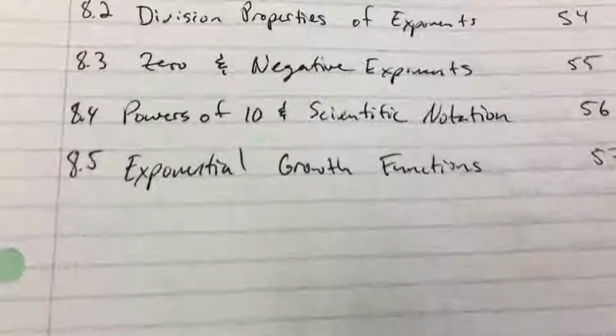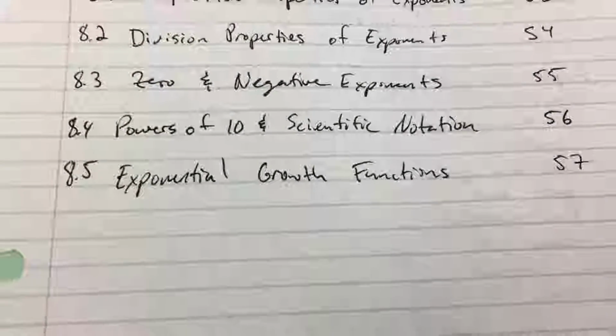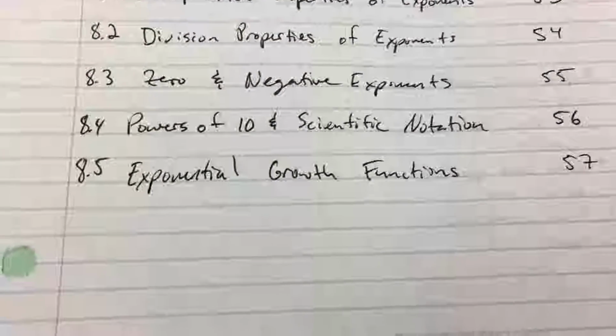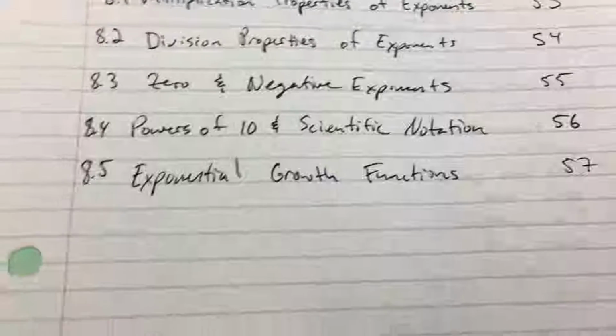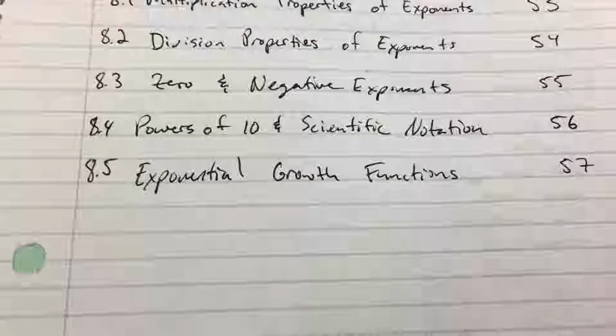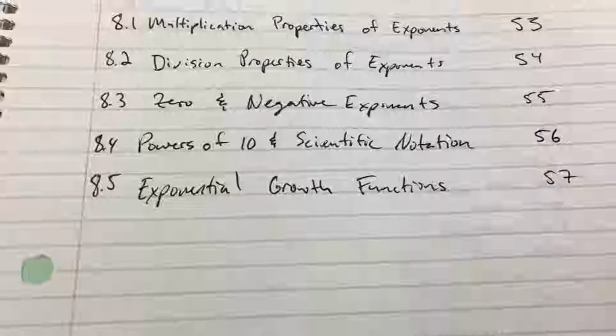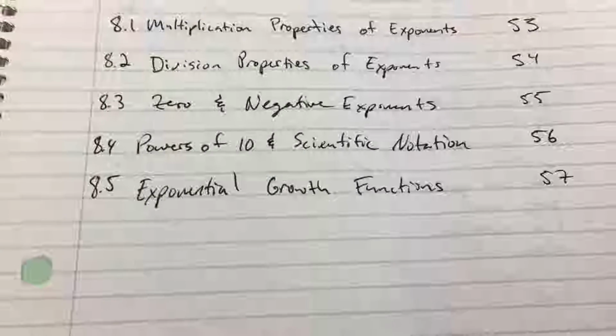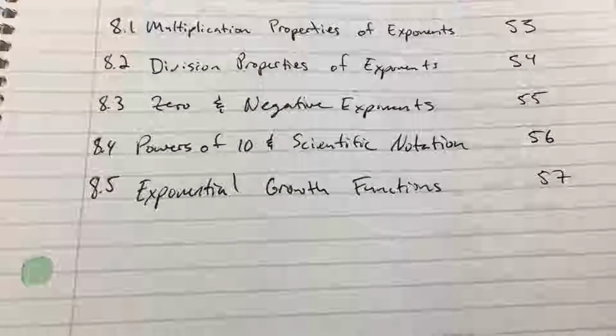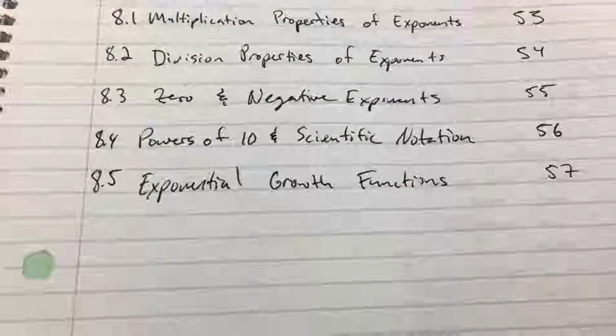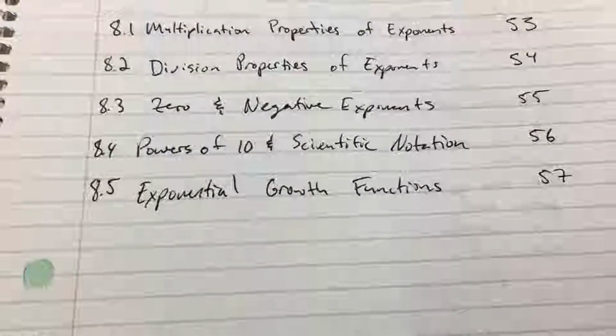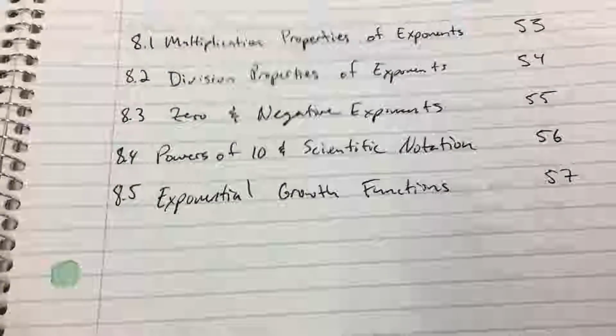We're going to go ahead and do the next foldable in this chapter. We're on 8.5. This is exponential growth functions. So go ahead and copy down your table of contents right now. Pause as needed, obviously, throughout the whole thing. Pause, rewind whenever you need to. Okay, writing this down.